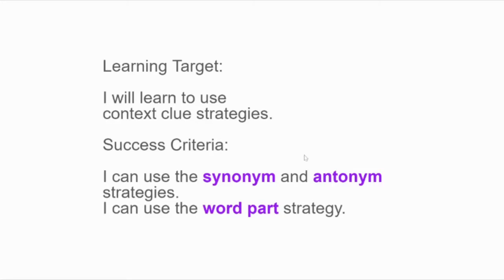I will learn to use context clue strategies. And our success criteria is I can use the synonym and antonym strategies. And another criteria we have here is I can use the word part strategy.